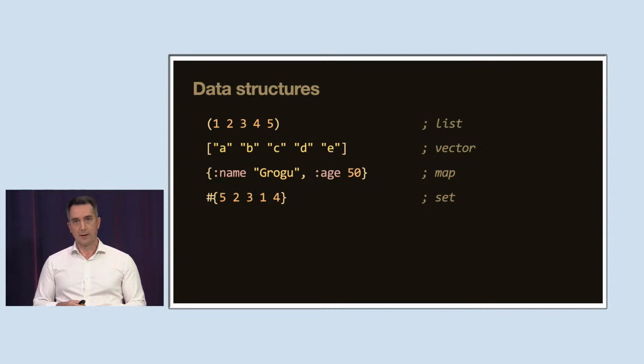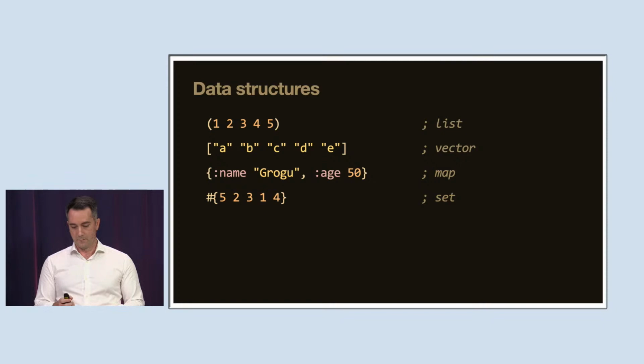That's because in Clojure, a comma is treated as white space, so it's fully optional whether you put it there or not. Most coding standards or guidelines would recommend not using it for lists, but using it just as a visual separator when you have key value pairs in maps, as you see here on the third line.